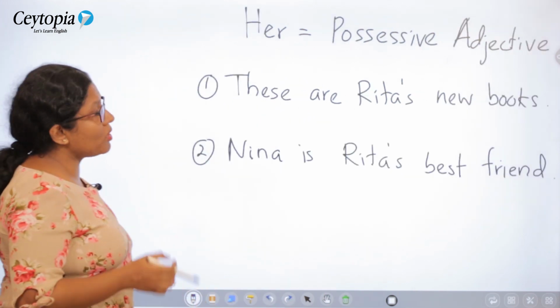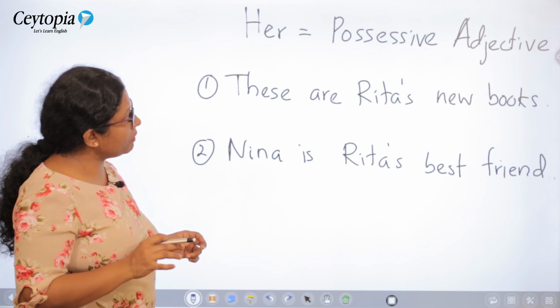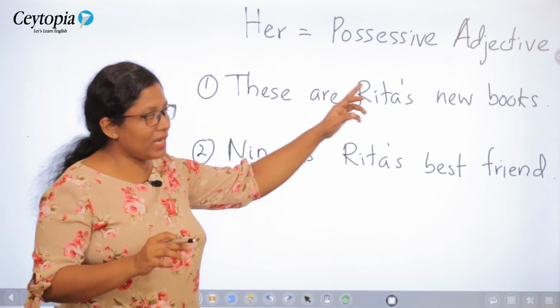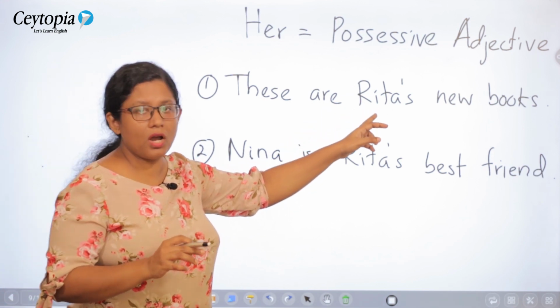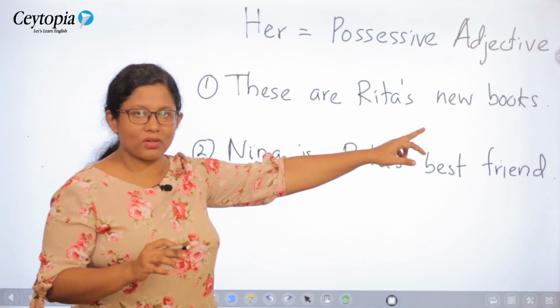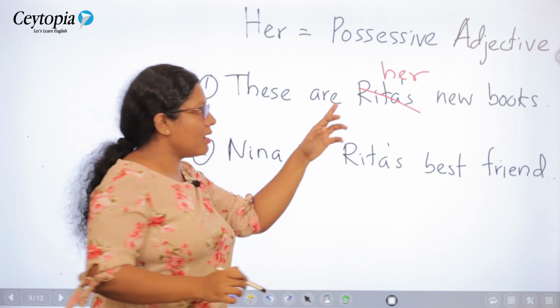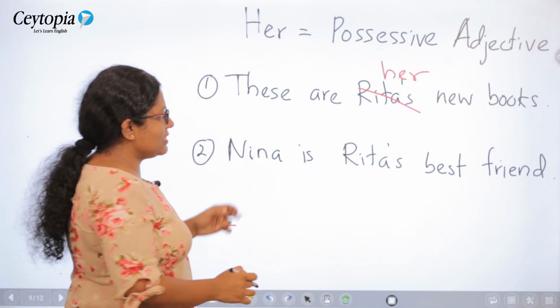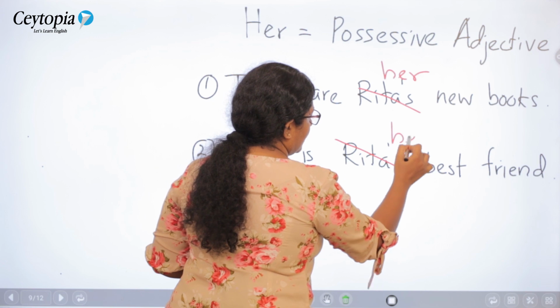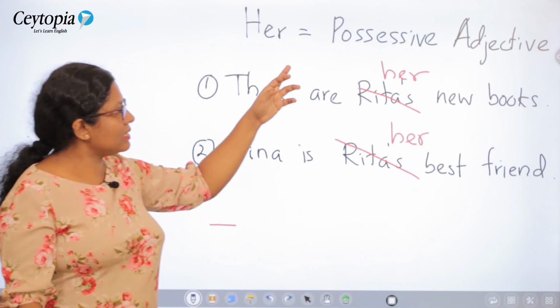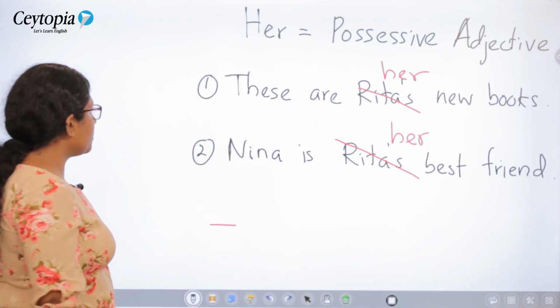Next is the possessive adjective. We are talking about the adjective which talks about the ownership. Rita's new books. Instead of Rita's, we use her. These are her new books. Nina is Rita's best friend. Nina is her best friend. That is possessive adjective.